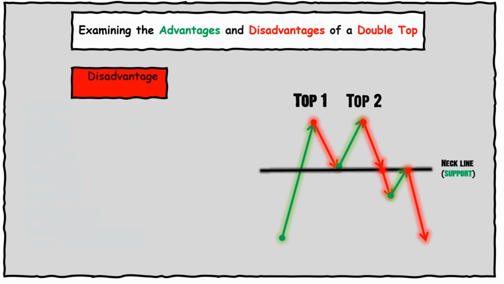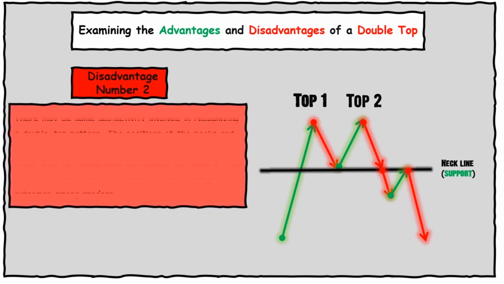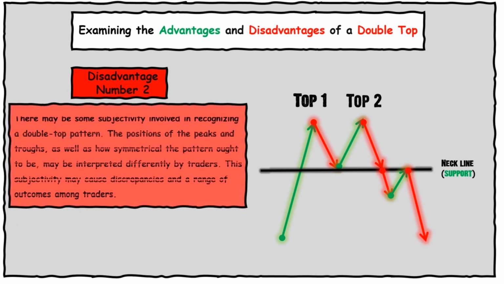Disadvantage number 2. There may be some subjectivity involved in recognizing a double top pattern. The positions of the peaks and troughs, as well as how symmetrical the pattern ought to be, may be interpreted differently by traders. This subjectivity may cause discrepancies and a range of outcomes among traders.